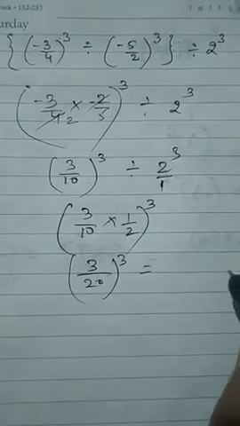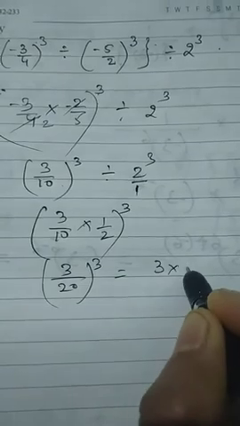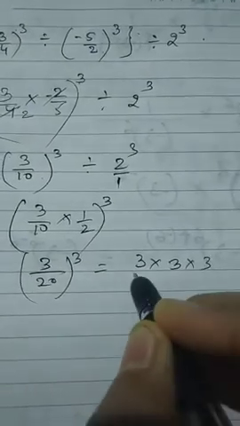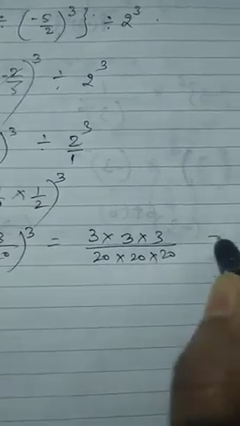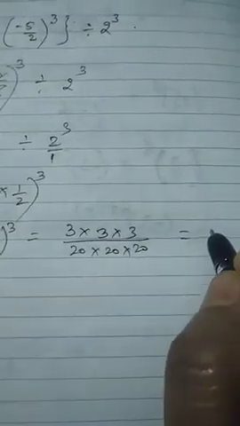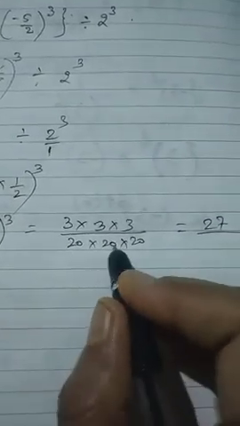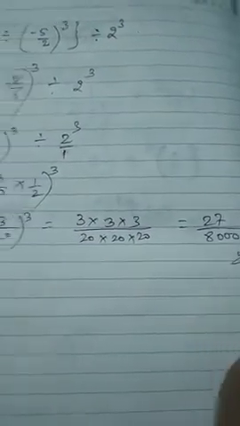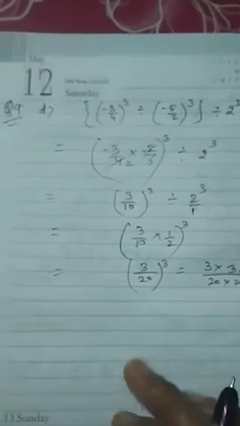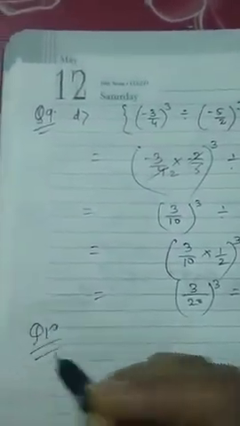Its answer you have to write, because it says simplify. You don't have to write it in exponential form, so we will simplify it. 3 threes are 9, 9 threes are 27, by 2 twos are 4, 4 twos are 8, then 0 0 0, 8000. This is the answer. Okay, now question number 10.